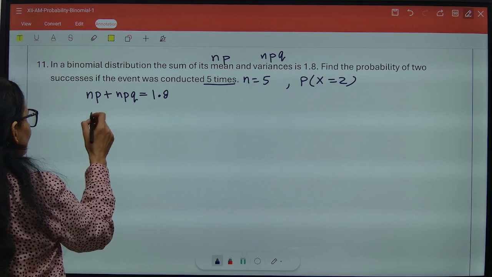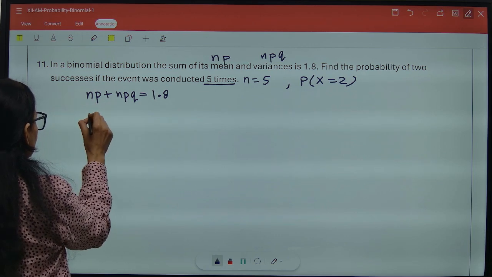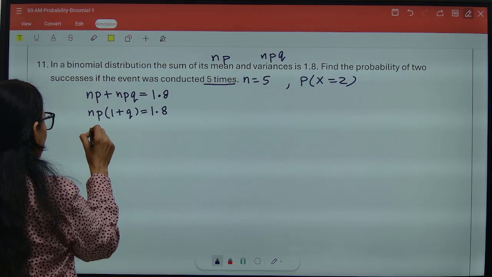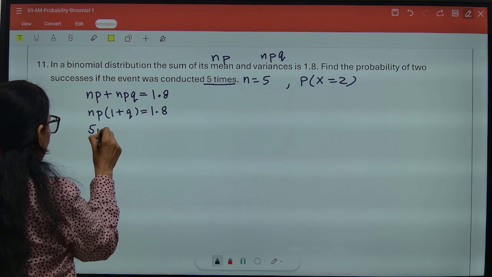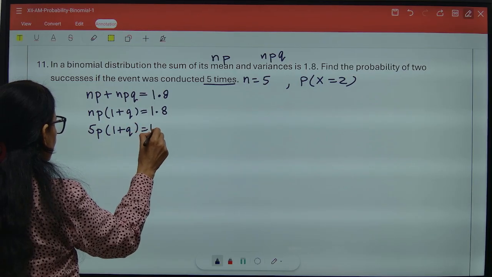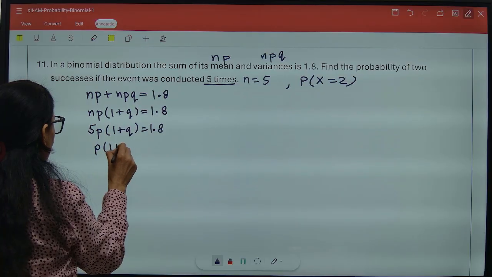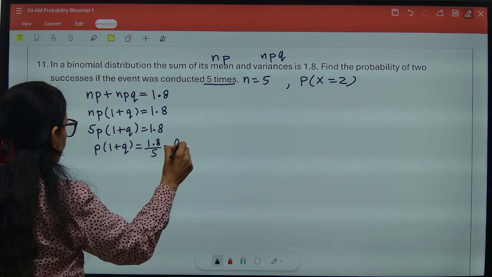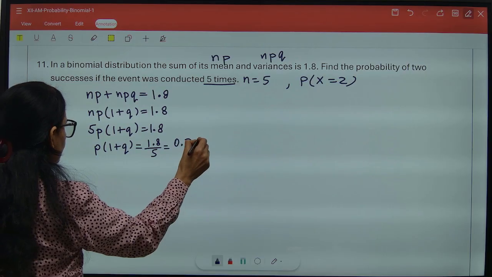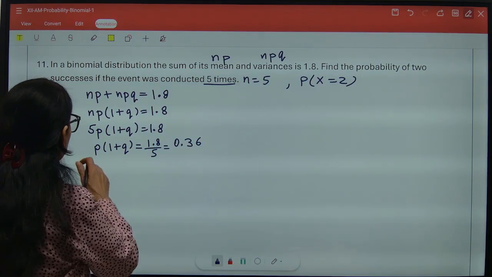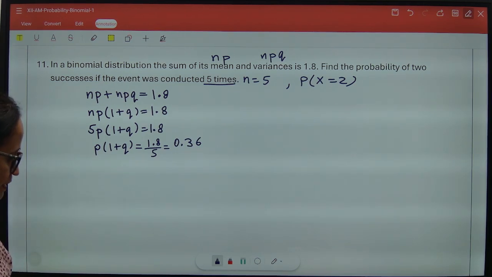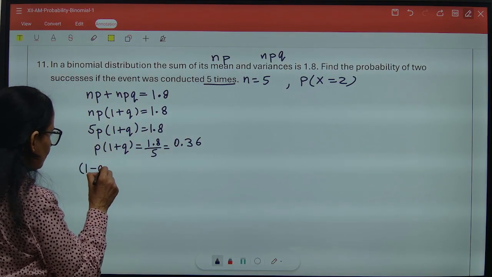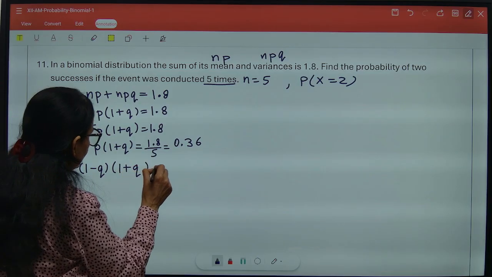So let's put the value of n as 5 here and take np out. So if you take np out, it becomes np into 1 plus q equals 1.8. n is 5, so 5p into 1 plus q is 1.8. That means p into 1 plus q is 1.8 upon 5. 5 3s are 15 and 5 6s are 30. So p into 1 plus q is 0.36. Now because p can be written as 1 minus q, this becomes 1 minus q into 1 plus q equals 0.36.